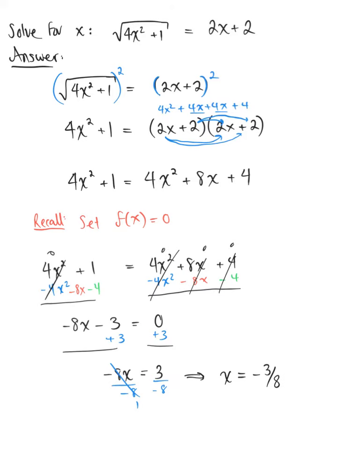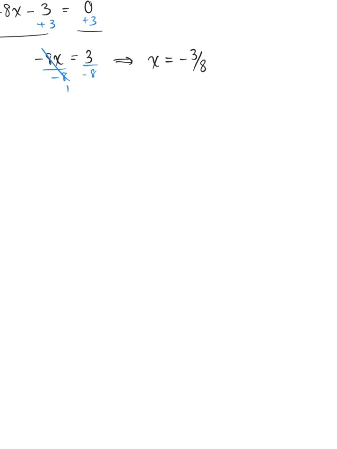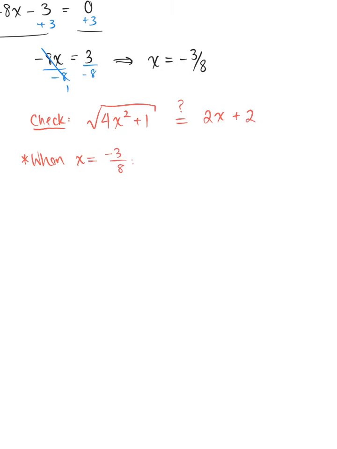And now we want to be careful here. We want to make sure that this is a valid solution. So let's check our answers. And we're going to check here by substituting this x value into the original expression, which was defined as the square root of 4x squared plus 1. And we want to make sure that is going to be equivalent to 2x plus 2, specifically when x here is negative 3/8.